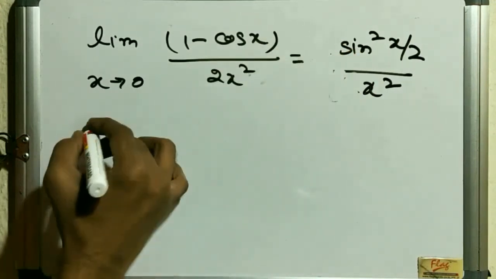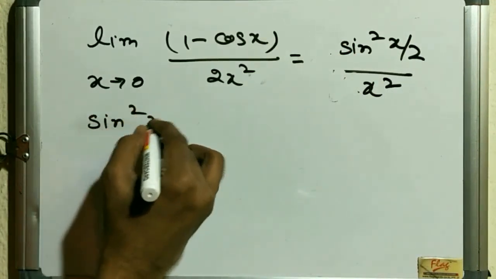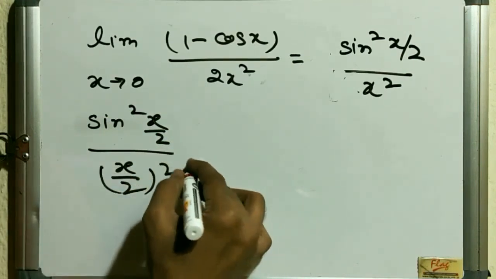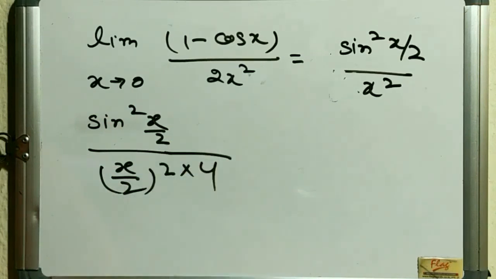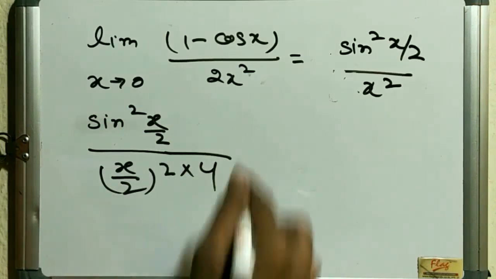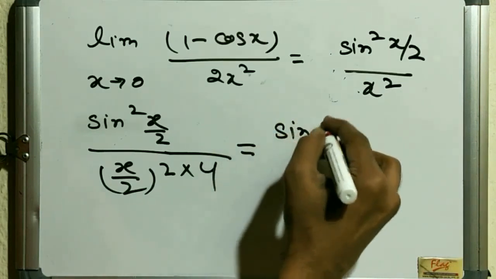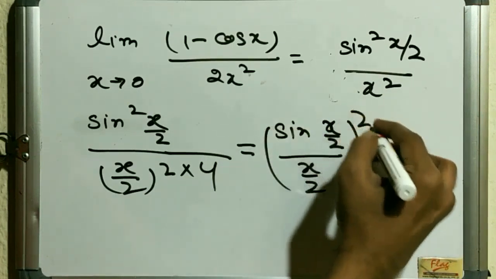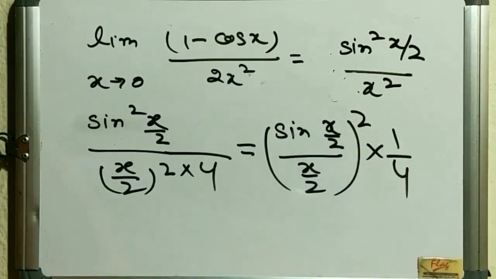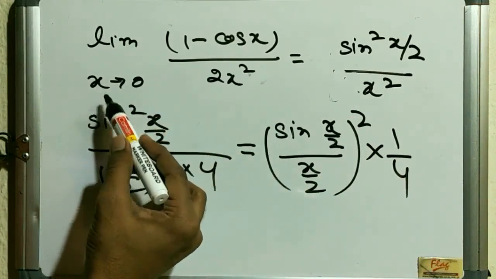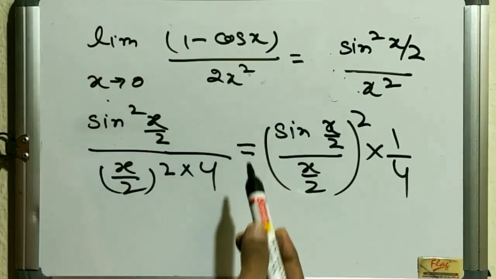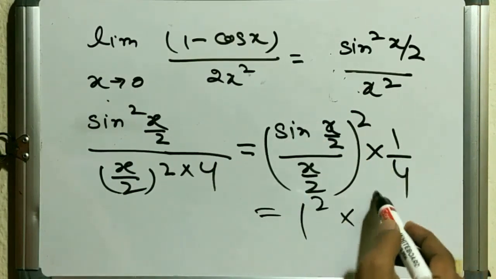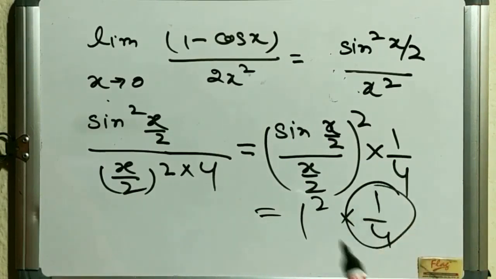Now we can write this expression as (sin square x by 2) divided by (x by 2) whole square into 4, which will be equal to (sin x by 2 divided by x by 2) whole square into 1 by 4. Now when x tends to 0, x by 2 will also tend to 0. So this expression will become 1 square, and this is 1 by 4. So the net value will be 1 by 4.